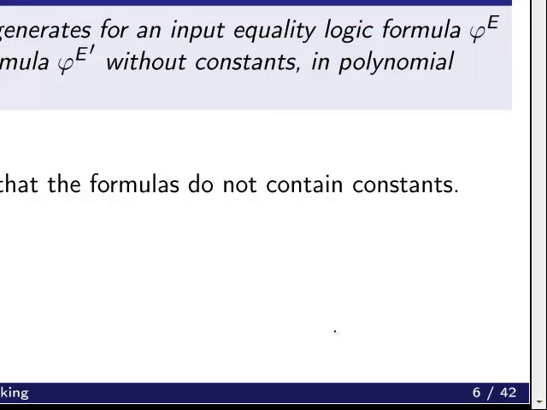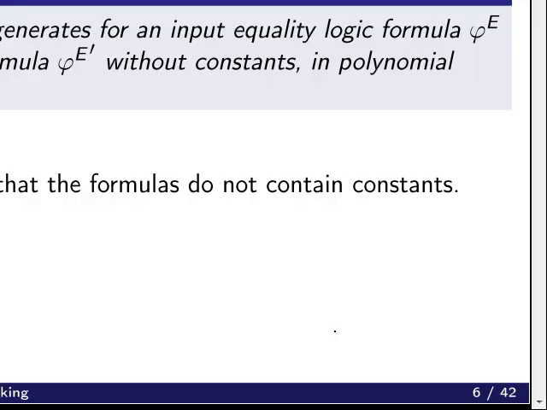Firstly, if you remember, what we added to our signature were constants. Constants do not disturb, but we can remove them. There is an algorithm that generates, for an input equality formula, an equisatisfiable output formula without constants in polynomial time. So in the following, we will assume that we do not have constants in my formula.